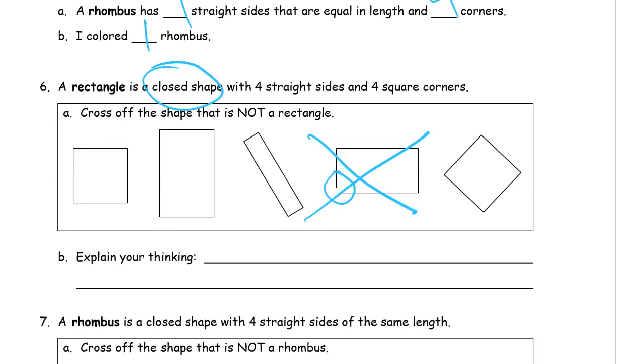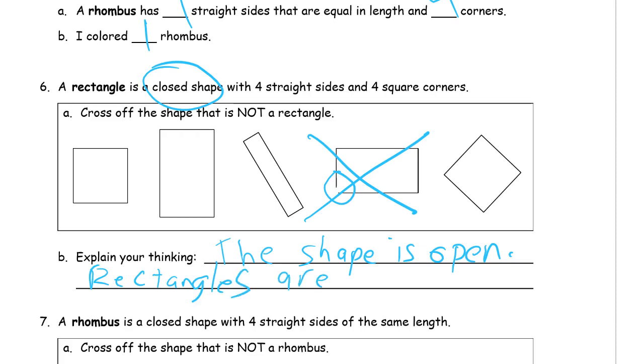Explain my thinking. How do I say that that is an open shape? I can just say the shape is open. Rectangles are closed shapes.